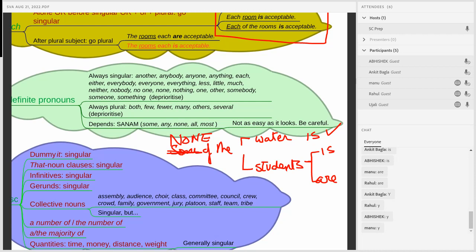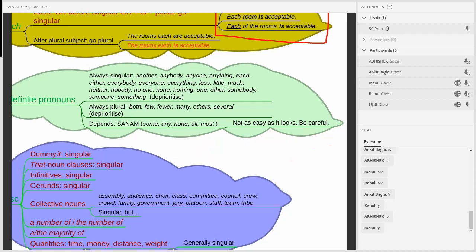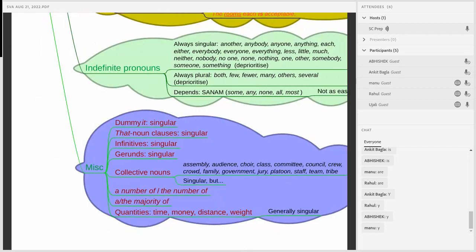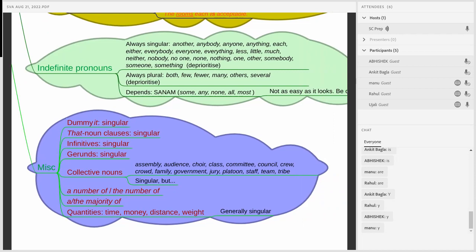But that said, let's come back to things that are much more clearly defined. These are just some miscellaneous points, and I'm going to go through them one by one. The first one is a dummy "it." We saw a dummy "it" yesterday, in multiple situations. Dummy "it"s are always singular. So, an easy one to remember. If you ever use a placeholder "it" or a dummy "it," it's always going to be singular.